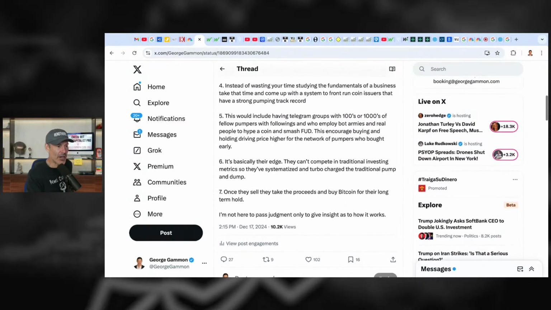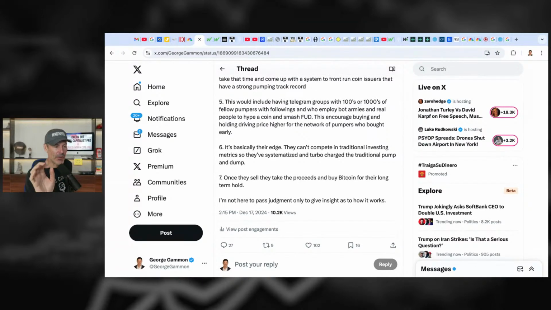Okay, so next key talking point. This would include having Telegram groups of hundreds or thousands. We're talking about how you decipher which coin you should buy based on who's behind it right now. Well, you want to buy the coin that has as many of these whales or influencers with these hundreds and thousands of fellow pumpers, bots, FUD smashers. You want to be a part of that inside group, right? Because you want to know where they're going to focus their attention next, because that's the next coin that's most likely going to moon.